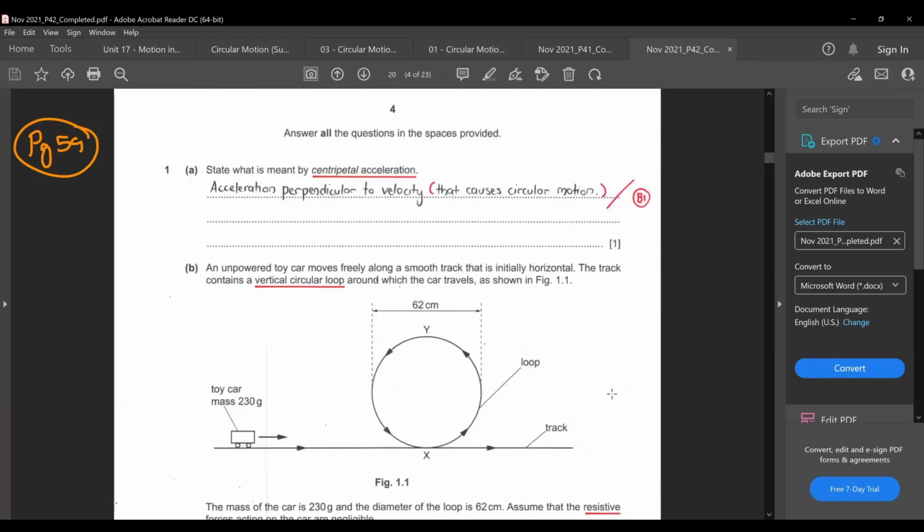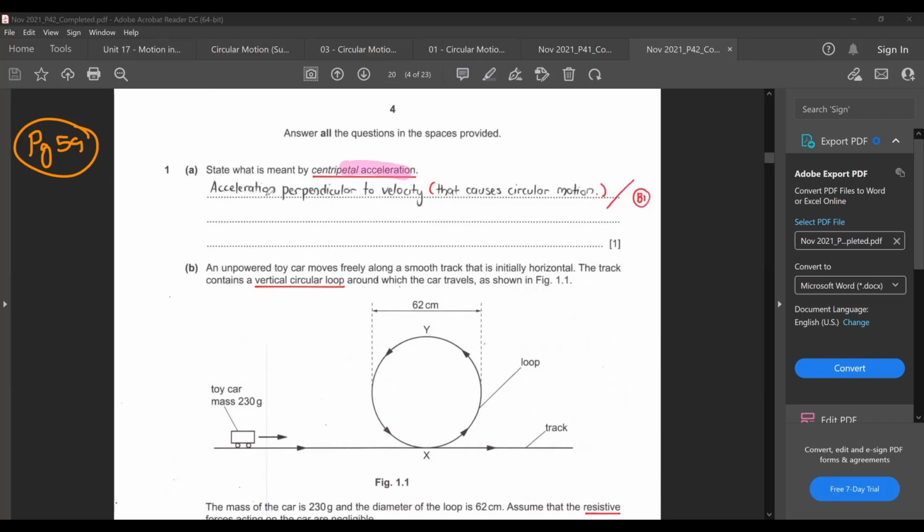Now, first question. State what is meant by centripetal acceleration. Centripetal acceleration is the acceleration perpendicular to velocity that causes circular motion. This is the most straightforward way of describing centripetal acceleration.